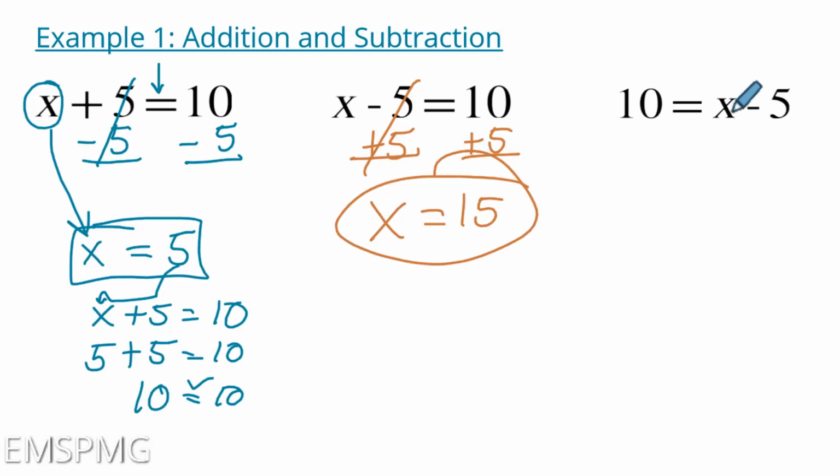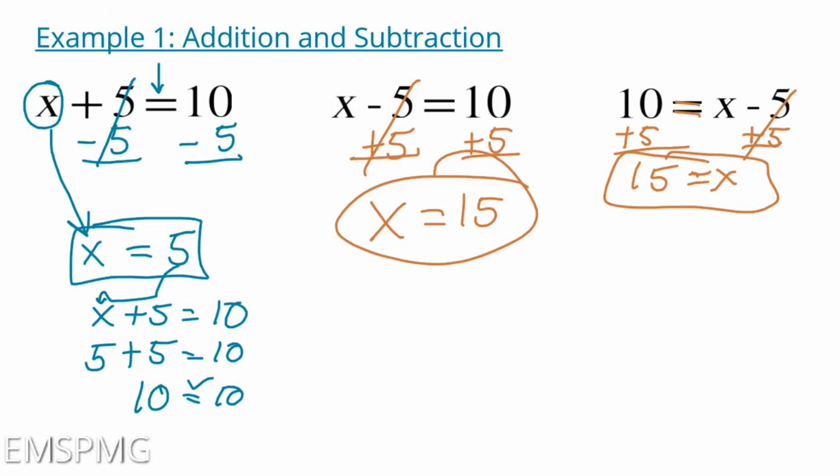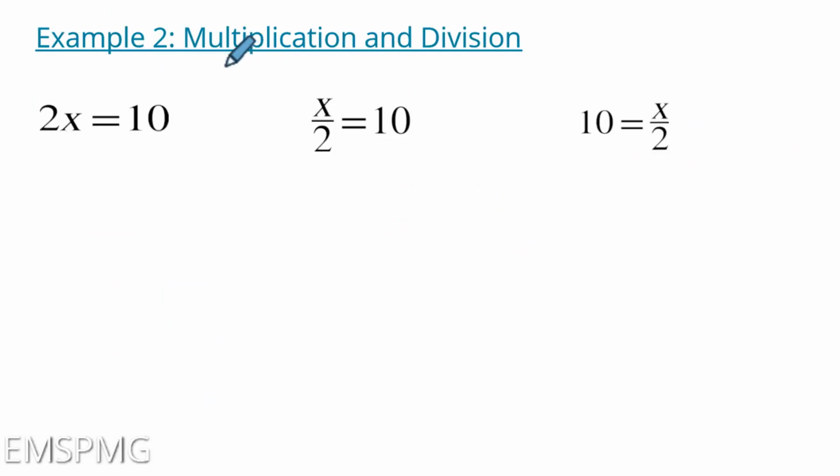And what if x is on the other side? Well, that's okay. You just do the same process. Here's our equal sign. So we have a negative 5 here. So let's add 5. Bam. So we got 15 equals x. Cool.